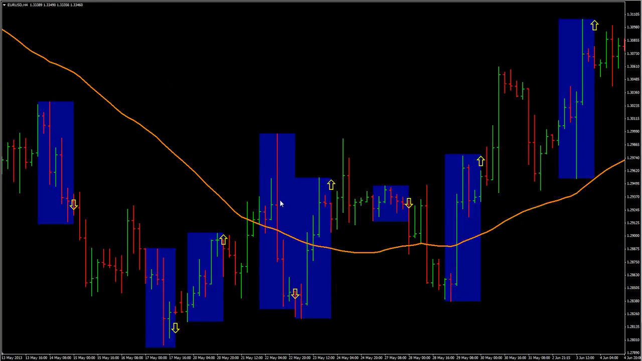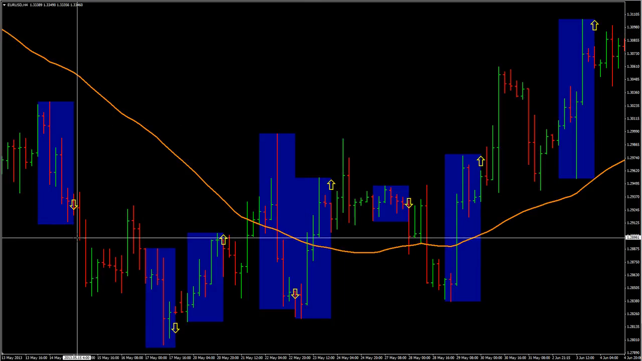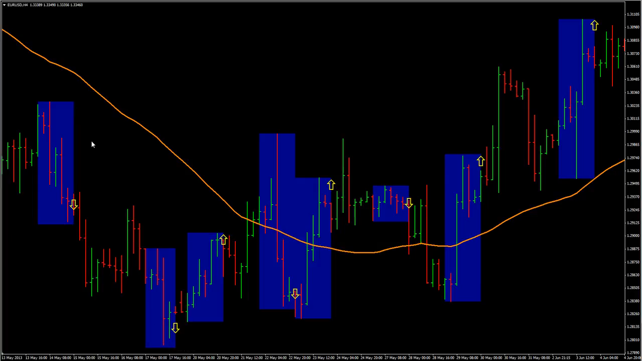Next one, you can see that there's an H4 close here. Stop loss is 129 pips away, and it only got to around about 104. Therefore, this would have been a losing trade. There are losses, but you come to expect that in any method that you trade.